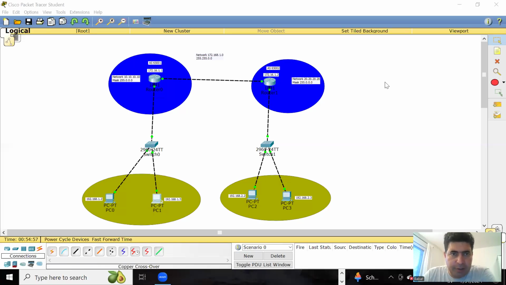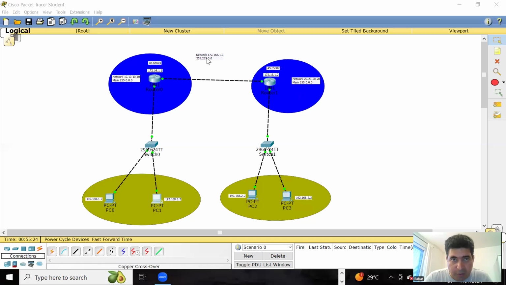Today, I'm going to discuss the BGP routing protocol and how it works in this Packet Tracer lab. I've already completed this lab, and I'm going to show you how it works. These are the two autonomous systems: one is autonomous system 65001, and the other is autonomous system 65002. I also mentioned the network address and the subnet mask.